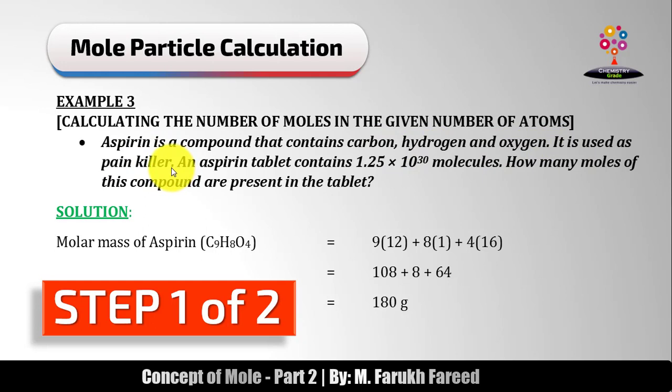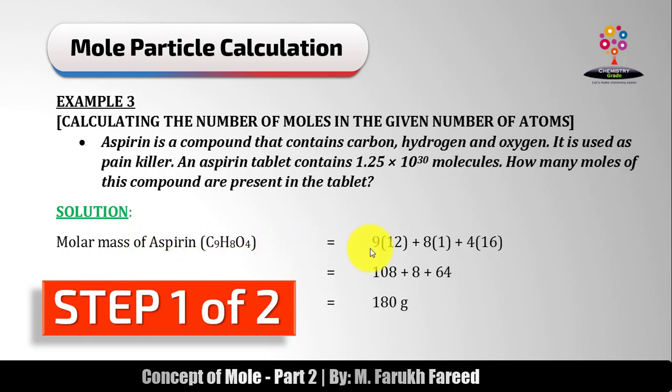This is the general part of the question's statement. And an aspirin tablet contains 1.25 into 10 raised to power 30 molecules. How many moles of this compound are present in the tablet? So this is the calculation part. For this purpose, we have to follow this question in two steps. In step 1, we will calculate the molar mass of aspirin.